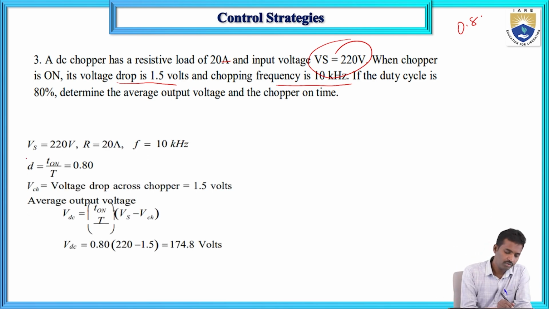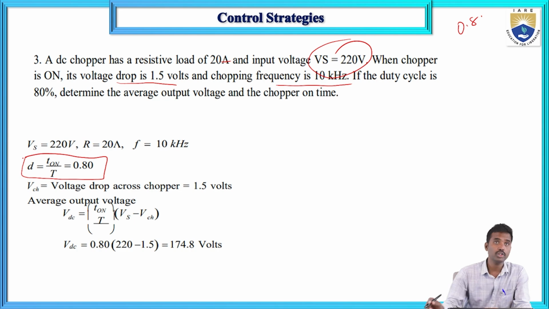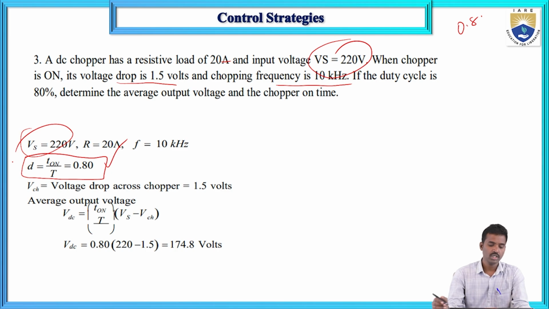Now here we know this formula: duty cycle delta equals T on by T, that equals 0.8. So we know this formula very well. Input supply voltage equals 200 volts and the load resistance is 20 ohms. Now how will we calculate the output voltage? Here, determine the output voltage.